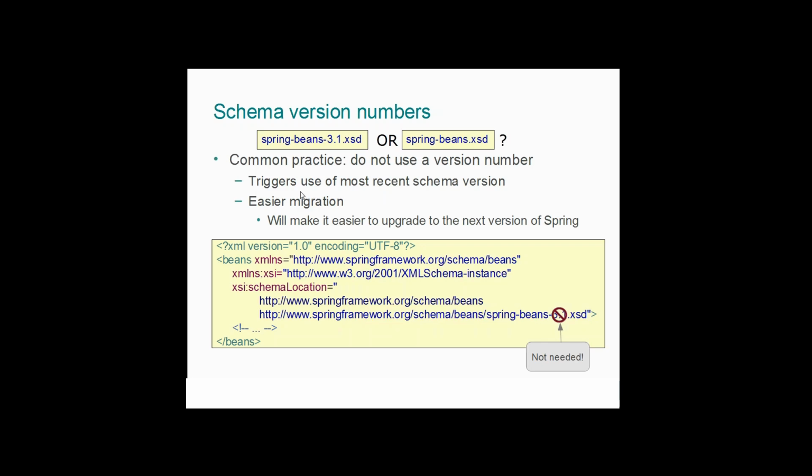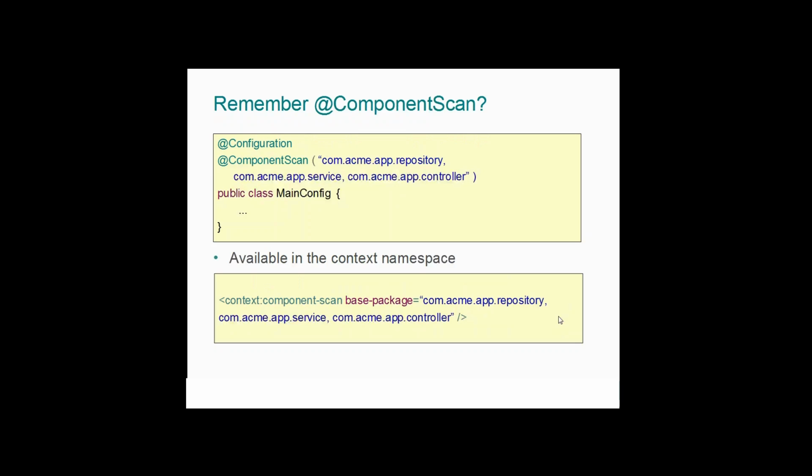If you use a version number, you will have to manually change it based on the Spring version you use. If you use it without a version, it becomes easier for migration. Remember we talked about the component scan annotation. If I want to do the same component scan from an XML file, in the context colon namespace there is a component-scan tag, and you can specify the base package.